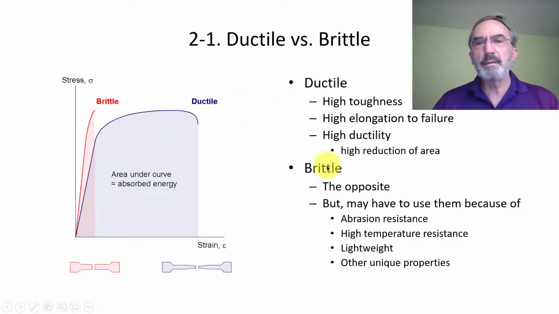Well, if you go to brittle material, everything is the opposite. It has very little area, so the toughness is not there. Elongation to failure is very, very small, and there is no warning. The material goes linear, linear, linear, a little bit of curvature, and boom, it breaks, just like glass. So everybody knows what a brittle material is.